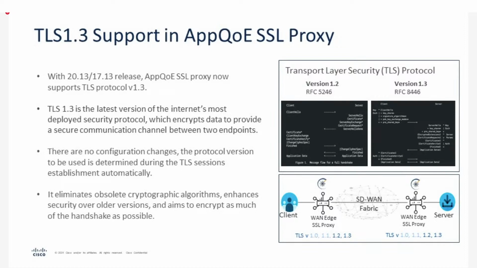Now with 20.13, you will have TLS 1.3 support with the App QoE SSL proxy. TLS 1.3 is the latest version of the internet's most deployed security protocol, which provides a better encryption model and a more secure communication channel between two endpoints. There are no configuration changes required for using the newer version of TLS, which is TLS 1.3.